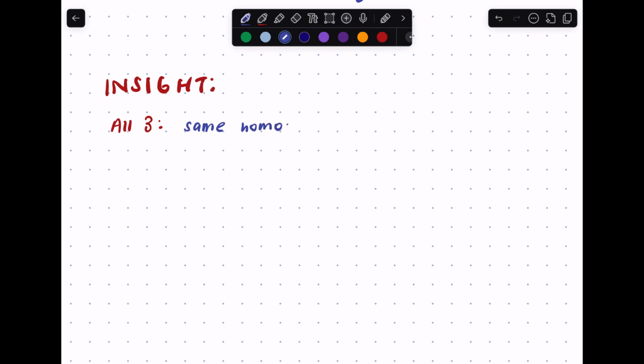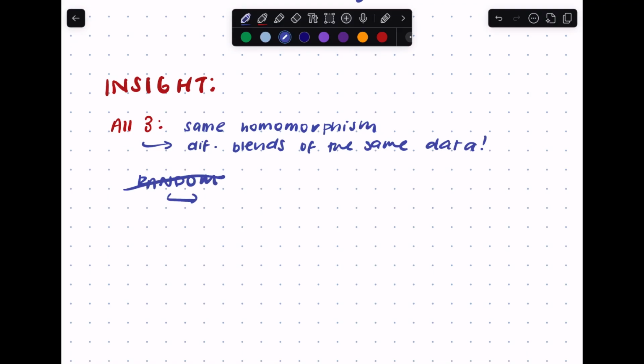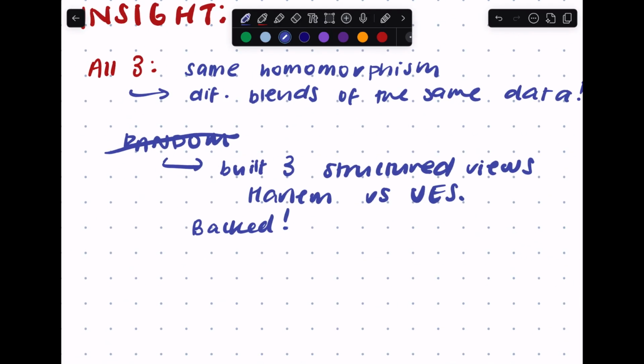All three indicators come from the same homomorphism, allowing us to analyze different blends of the same data. So instead of random scores, we've built three structured views of Harlem versus the Upper East Side, all backed by real livability, square footage, and income data, and we are able to see which blend aligns best with how the market actually prices these neighborhoods.